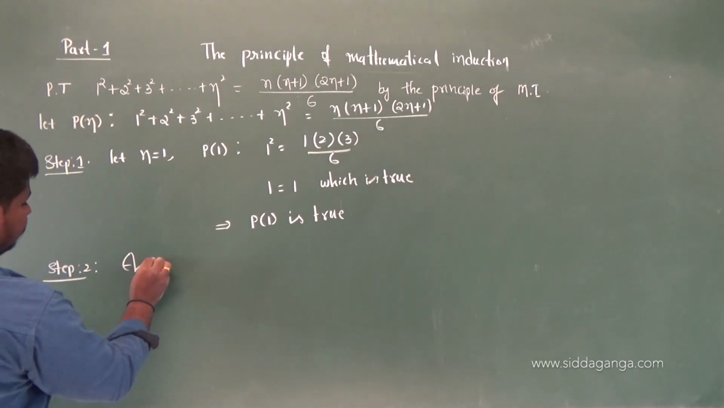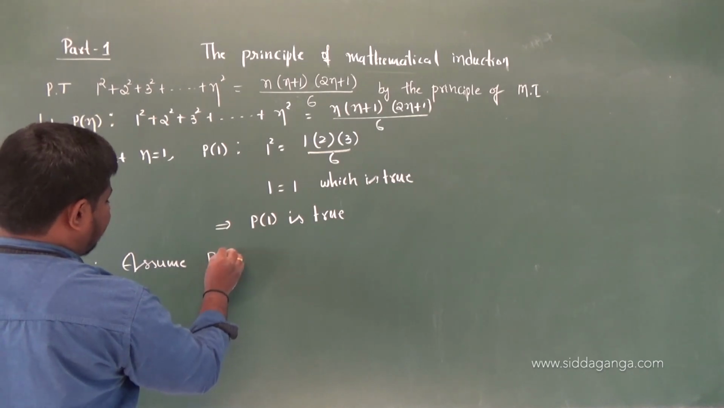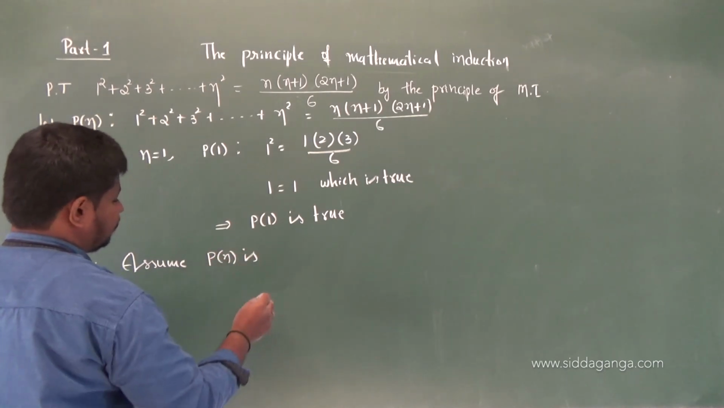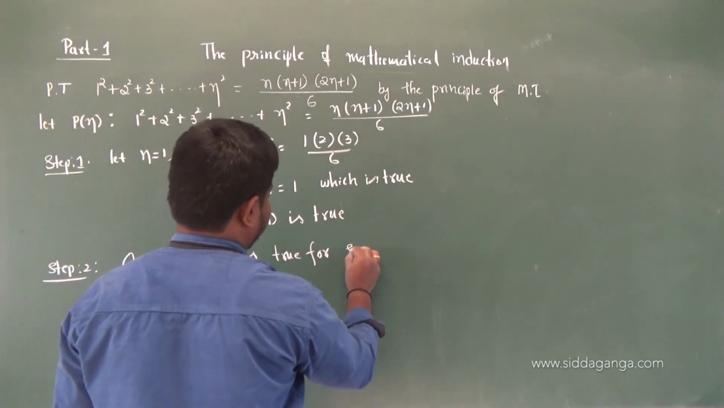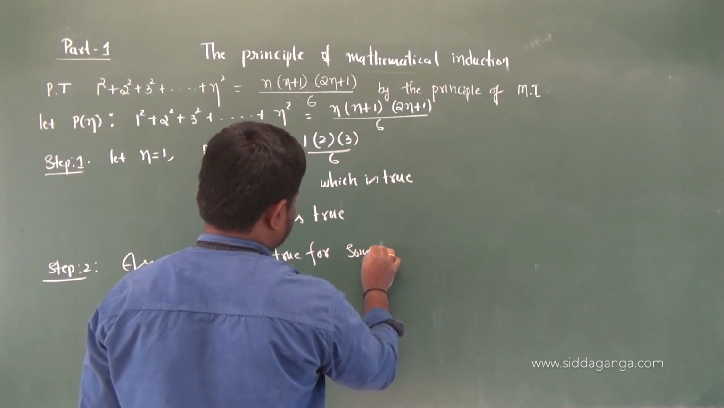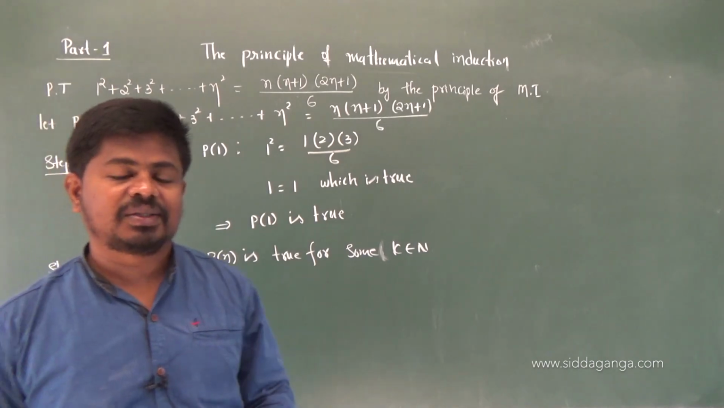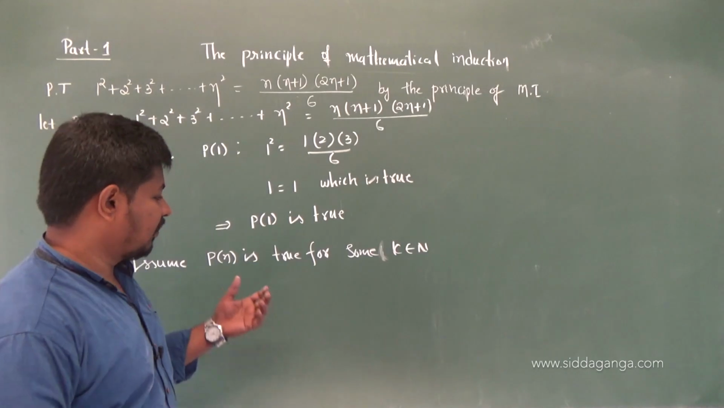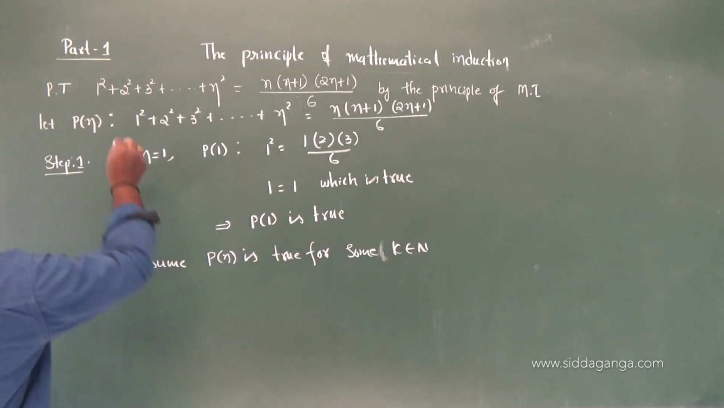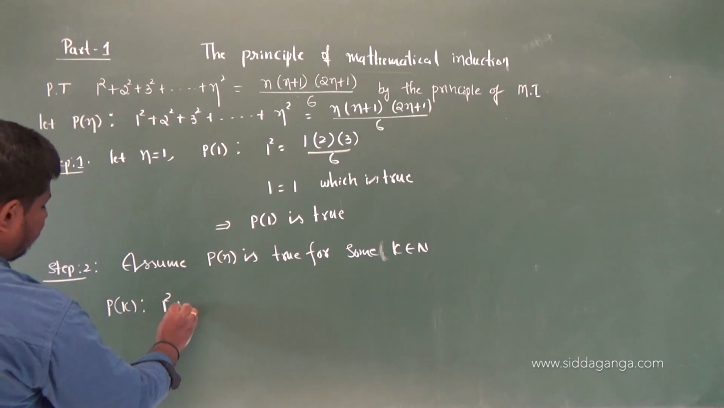Assume P of n is true for some k natural numbers. I mean, in the event when the 8th falls, you must prove the 9th also falls, right? That's what I have taken. This is true. I mean, this is true for some k natural numbers. That is, P of k is what? This is a very important step. You write P of k now.